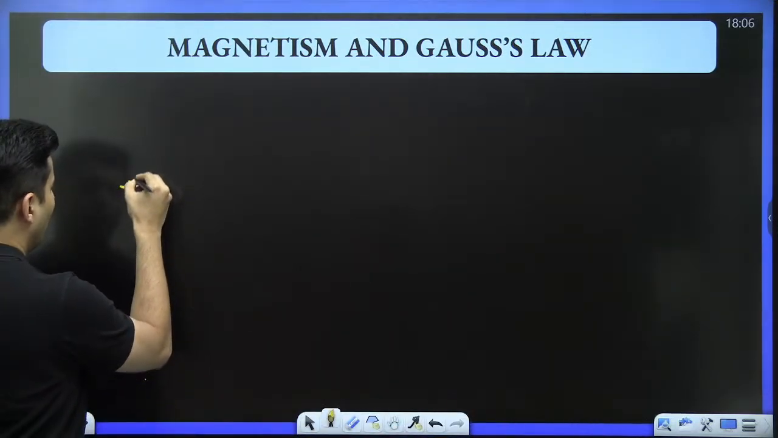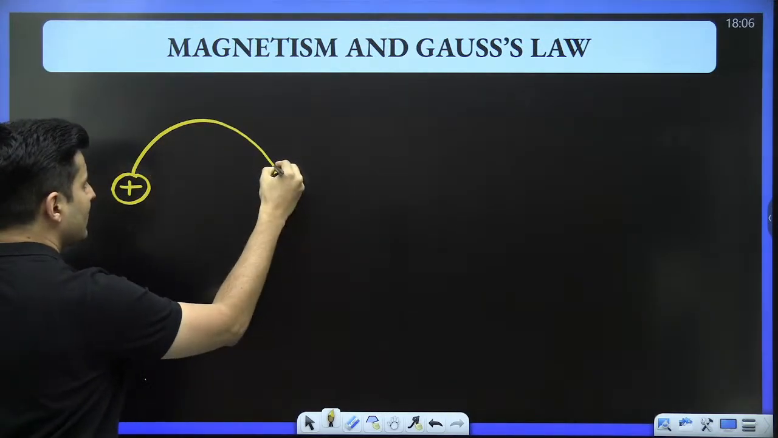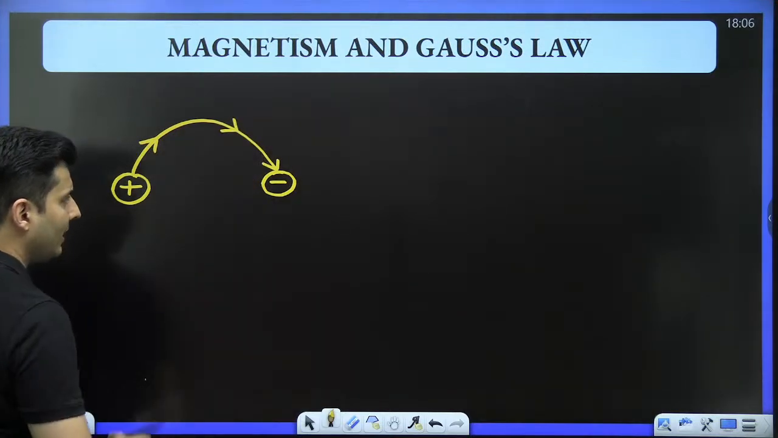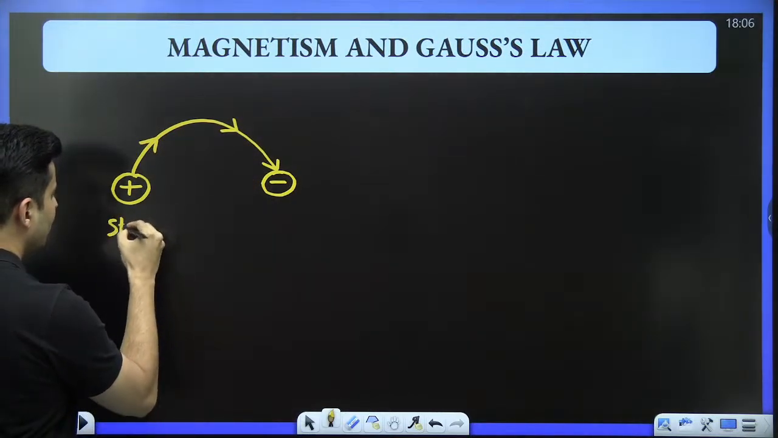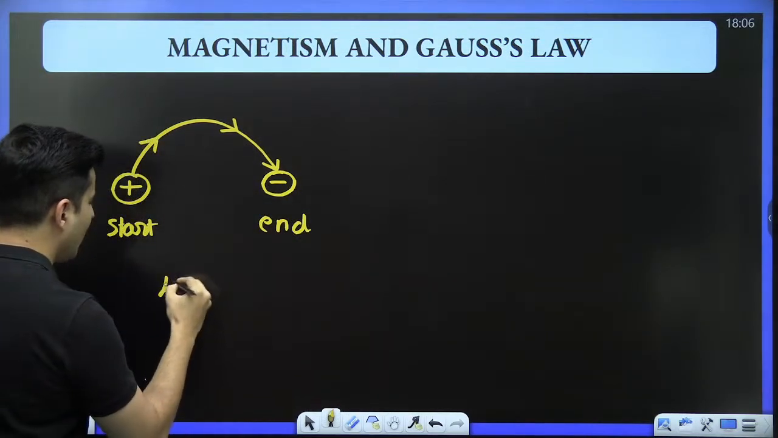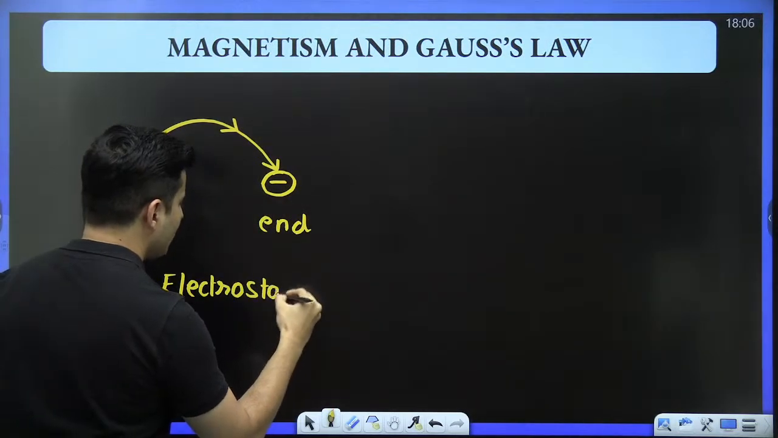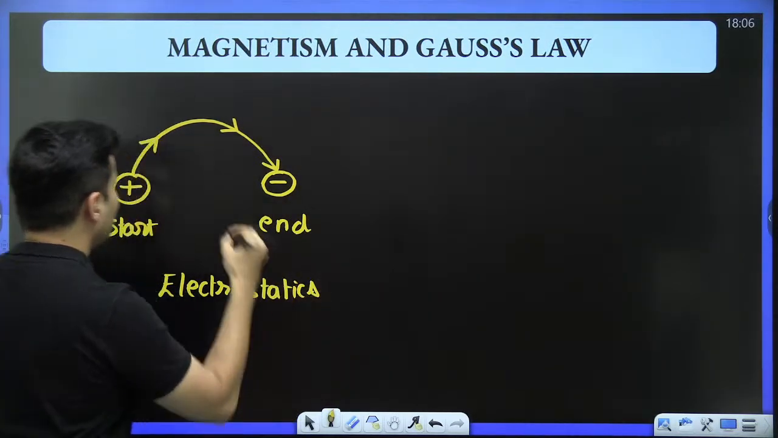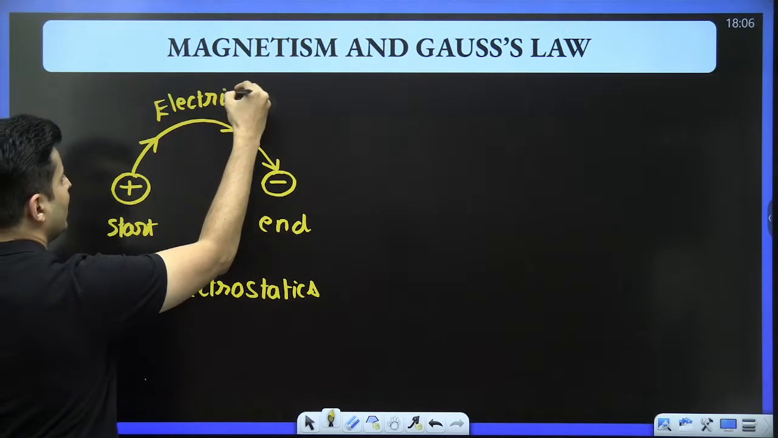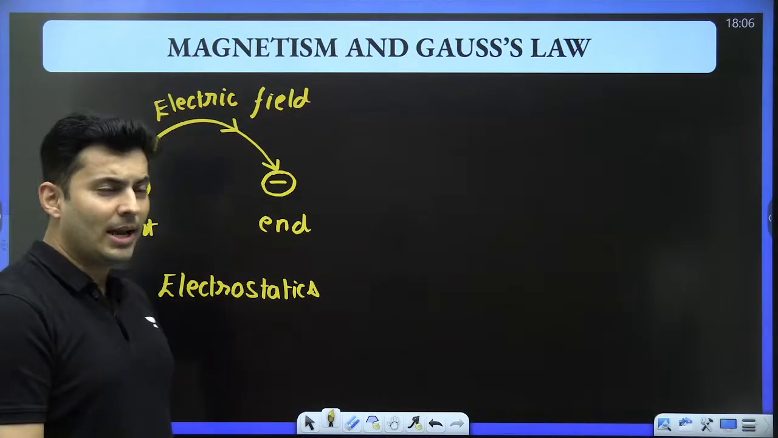If you have a positive charge and a negative charge, you will see that the electric field lines always start from the positive and end at the negative charge. So there is a start, there is an end. And this happens in electrostatics. And the line that I have shown is basically your electric field.